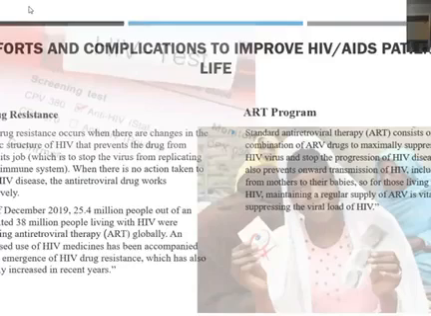Good evening. My name is Samariko Williams, and today I will talk to you about the treatment available for HIV or AIDS. HIV drug resistance occurs when there are changes in the genetic structure of HIV that prevents the drug from doing its job. When there is no action taken to treat the HIV disease, the antiretroviral drug works effectively. 25.4 million people out of an estimated 38 million people living with HIV were receiving the antiretroviral therapy globally.